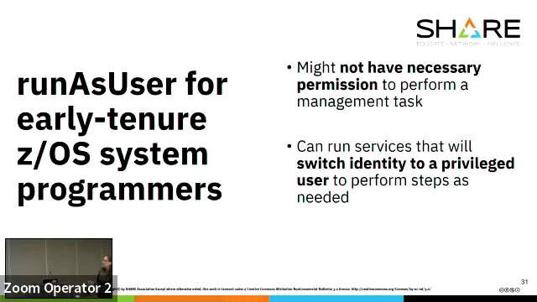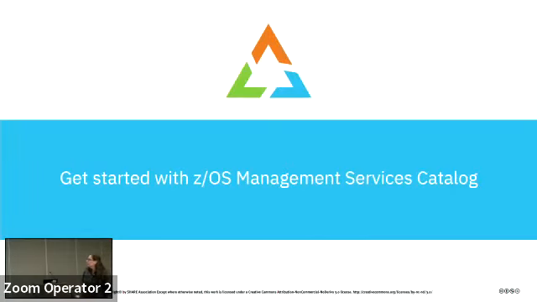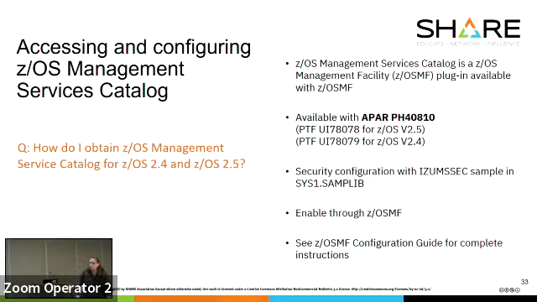And then on the other side, for early tenure system programmers, you don't need the entire function to do everything when all you need to do is one of the steps in the workflow. So we will have the ability to switch identity to a privileged user to do that with authority to do that. Okay, so just be aware that the function is there and it shouldn't limit you in providing which services you want as services. So let's talk about getting started.